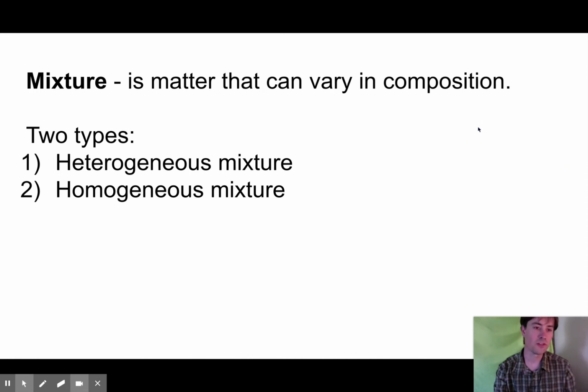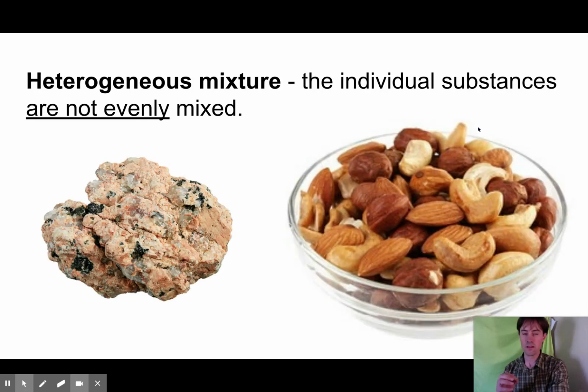So, mixtures. Another type of matter is a mixture. A mixture is matter that can vary in composition, where we mix things together. The first kind is like trail mix, where different parts of it are different from each other.